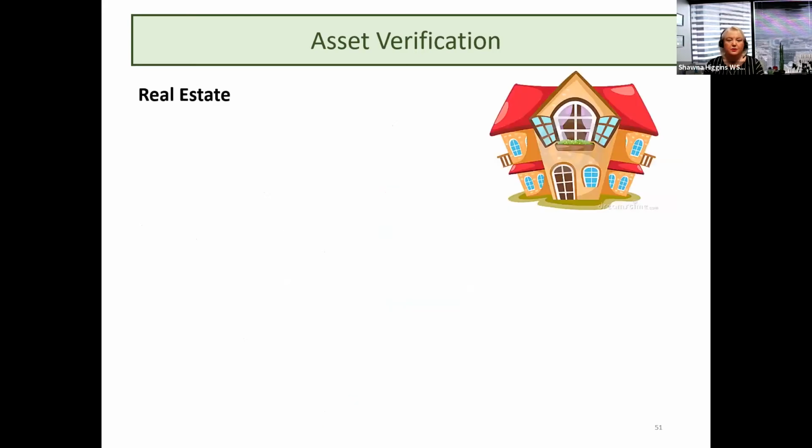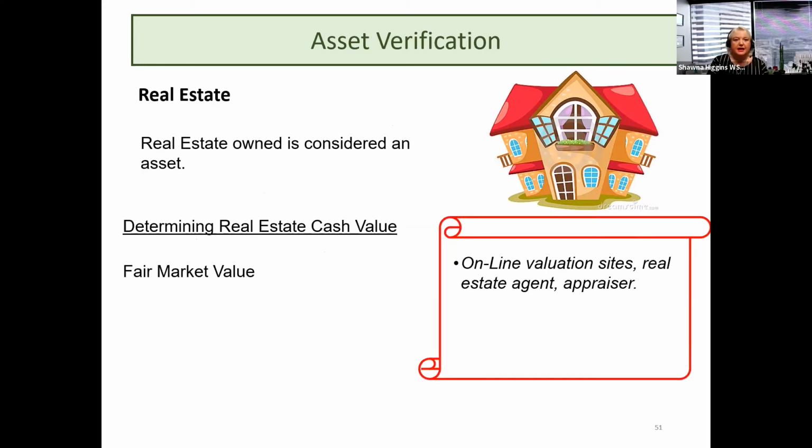All right, so we'll move on to real estate. Real estate owned is considered an asset, and so you want to determine the real estate cash value. Well, for starters, you want to find out what they're doing with the real estate.